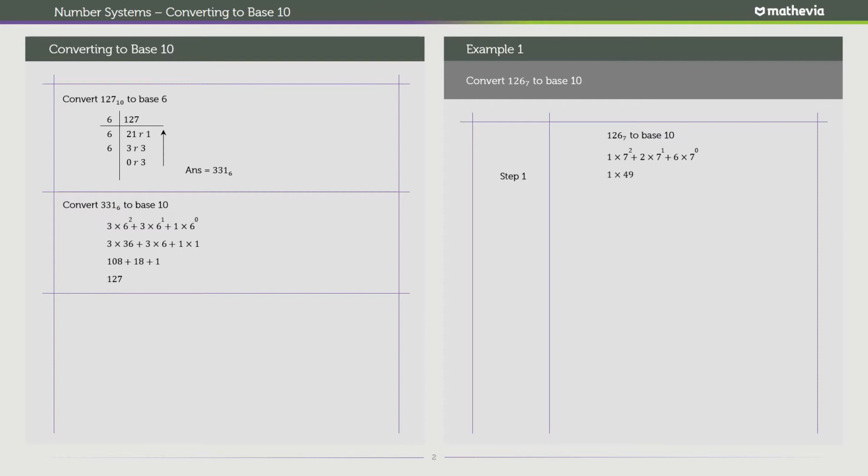Okay, so we have 1 times 7 to the power of 2, so we have 1 times 49. 7 to the power of 2 is 49. Plus 2 times 7 to the power of 1, which is 7, so we have 2 times 7. Plus 6 times 7 to the power of 0. Like I mentioned, anything to the power of 0 is always 1. So we have 6 times 1. And what we have in the end is 49 plus 14 plus 6. And you add all of that together, you end up with 69. So 126 base 7 equals 69 base 10.